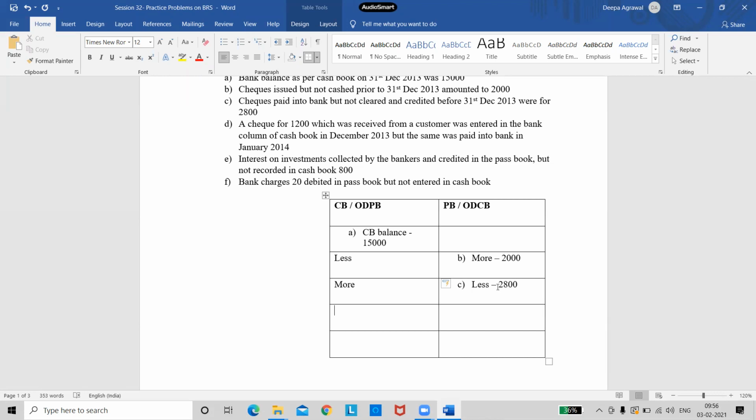A check for 1200 which was received from a customer was entered in the bank column of the cash book, but the same was paid into bank in January. So again, as we discussed, this transaction has been recorded in which book? Tell me which book recorded this transaction, this debit? Cash book or passbook?